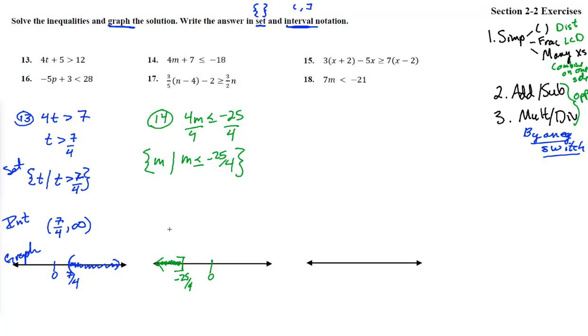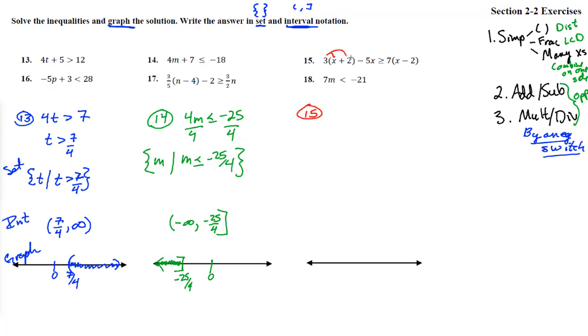So there's the graph, and then the interval notation, it goes from negative infinity. Notice we don't ever hit negative infinity, up to negative 25/4, and that is closed, meaning yes, we hit that number. It is actually part of the solution. Alrighty, number 15.